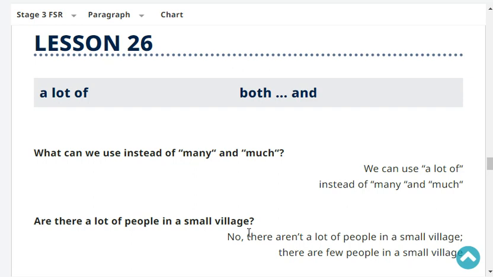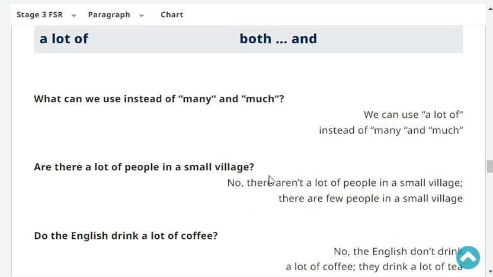We can use a lot of instead of many and much. Are there a lot of people in a small village? No, there aren't a lot of people in a small village. There are few people in a small village.